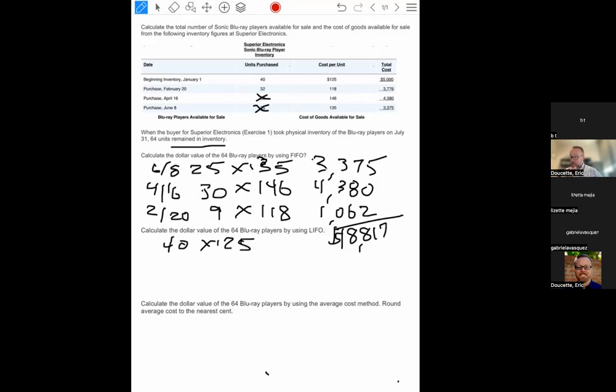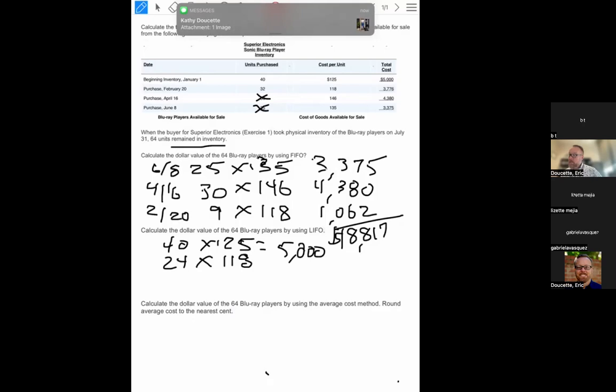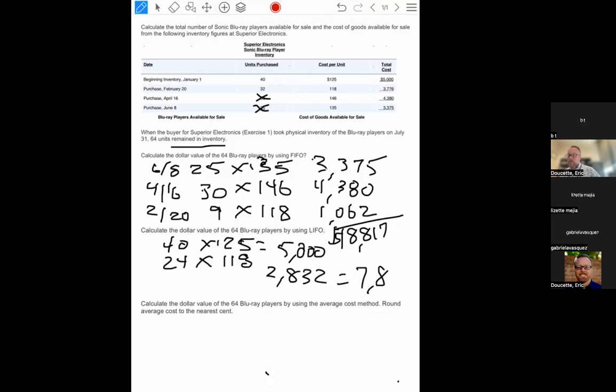And then 32, well, I don't need all 32, right? I need to make 64, I need what? 24, right? So 24 of those ones that were put in on February 20th are still there. So my dollar value on each of these is 5,000 for that one. And then this one was $2,832. And that equals $7,832. So that's how much was in ending inventory using that method.